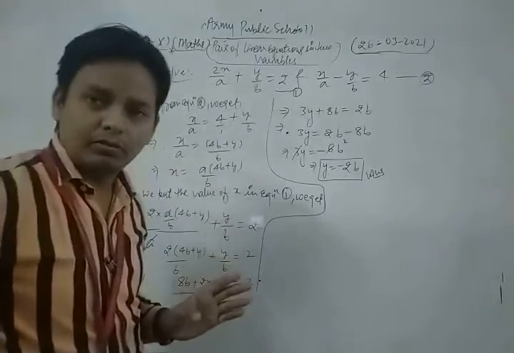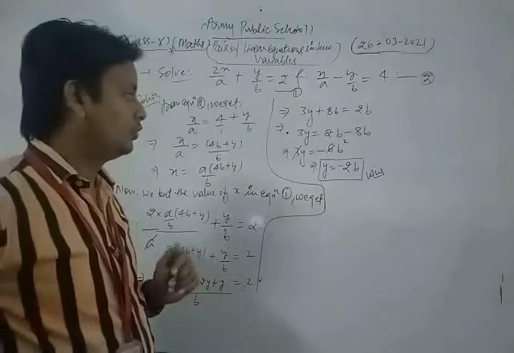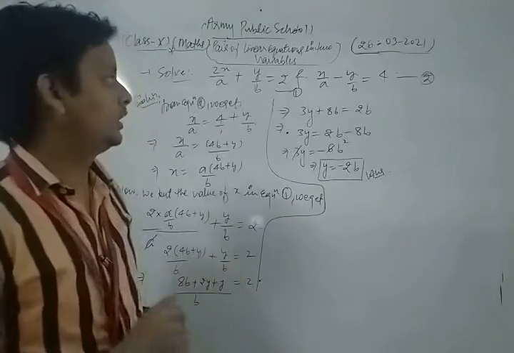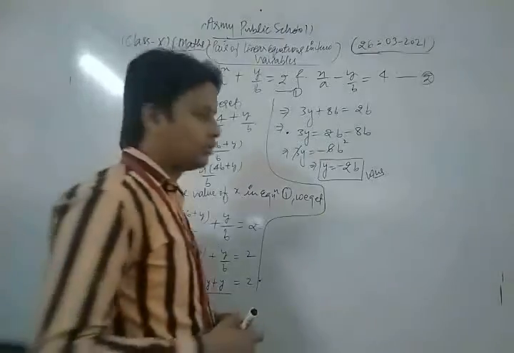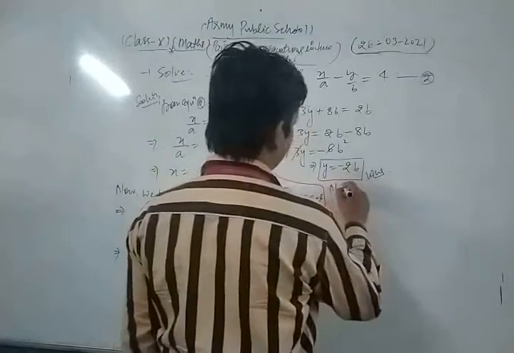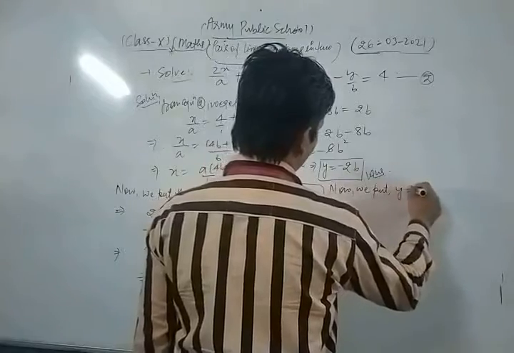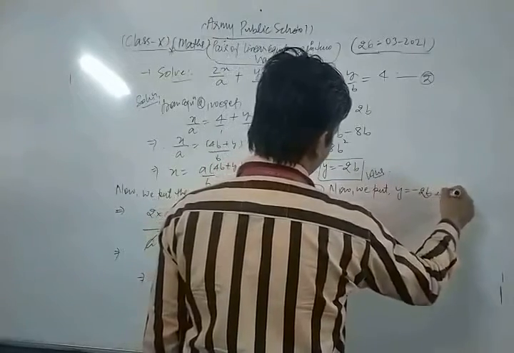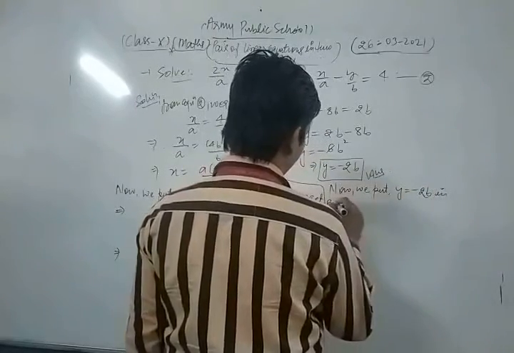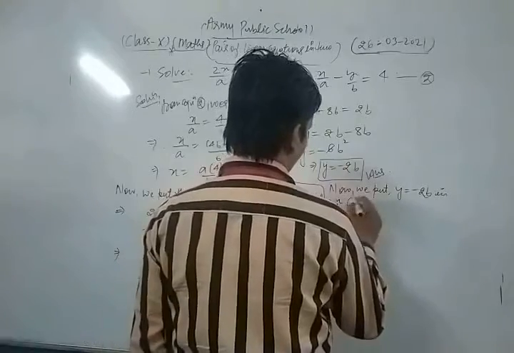Now finding the value of x. Now what I do? Now we put the value of y in equation first or 2 as you wish. Now we put y is equal to minus 2b in equation 2.